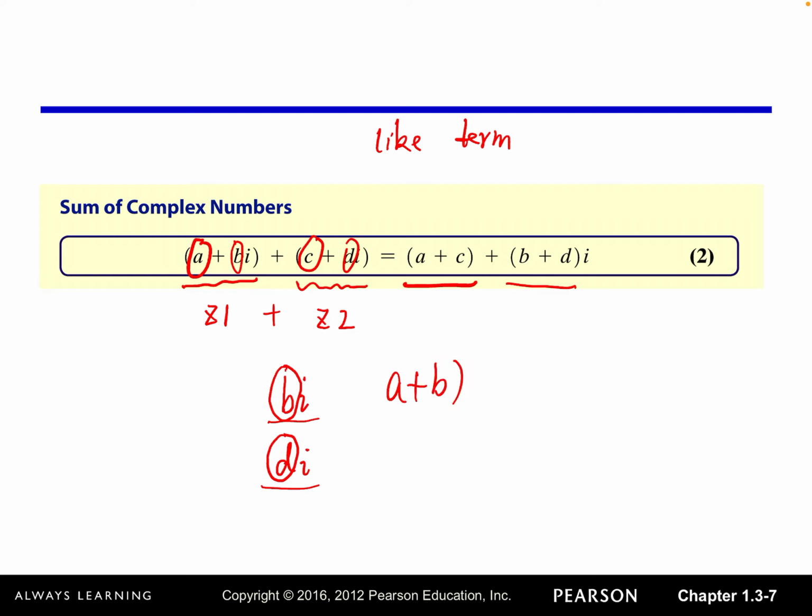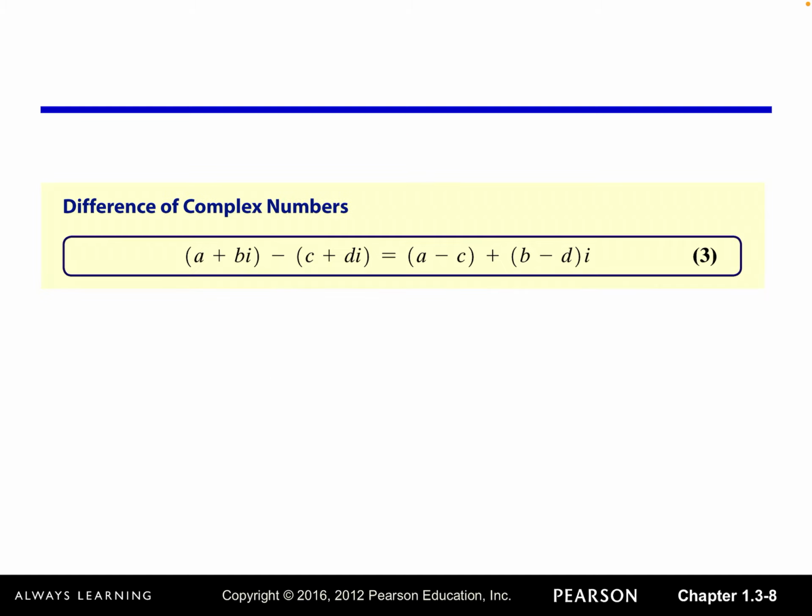You cannot combine a and bi, because bi has a little i. It is a different kind of term from the constant. Remember, a is the real part and bi is the imaginary part, so they are not like terms. You cannot combine the real part and the imaginary part together. But the two real parts can combine, and the two imaginary parts can combine. All right? That's how we add two complex numbers. And with the same idea, to subtract two complex numbers, the real parts subtract and the imaginary parts subtract.